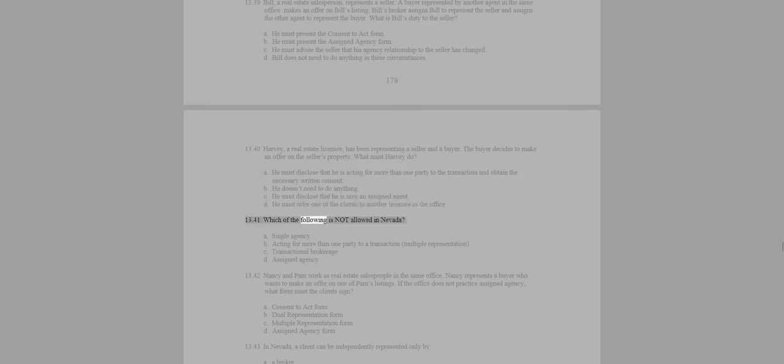13.41 Which of the following is not allowed in Nevada? A. Single agency. B. Acting for more than one party to a transaction, multiple representation. C. Transactional brokerage. D. Assigned agency.